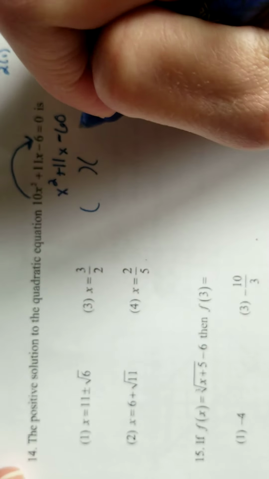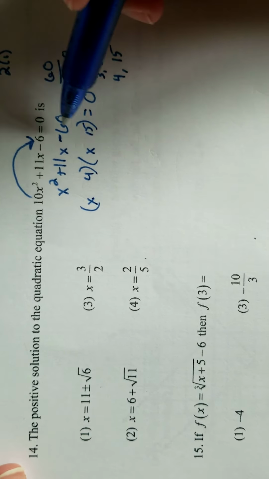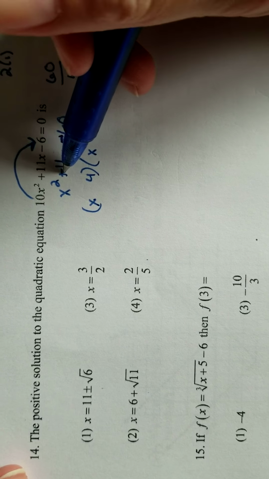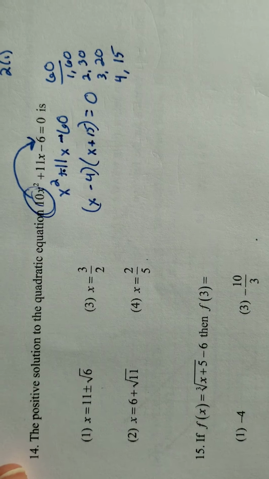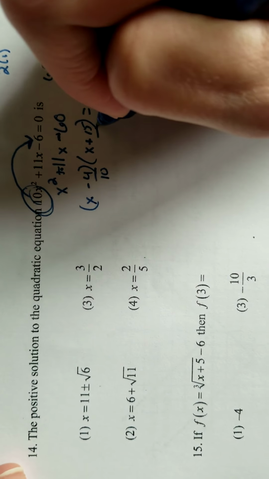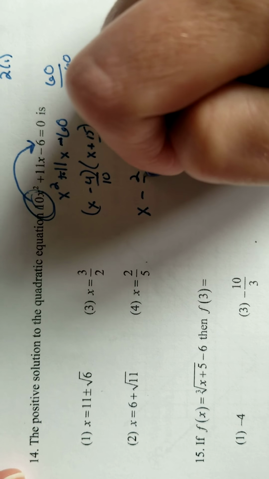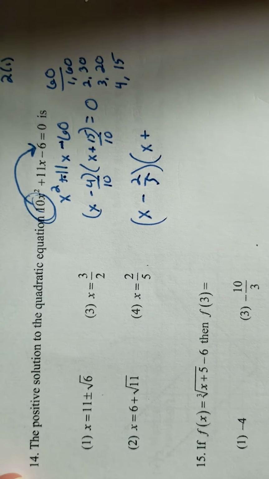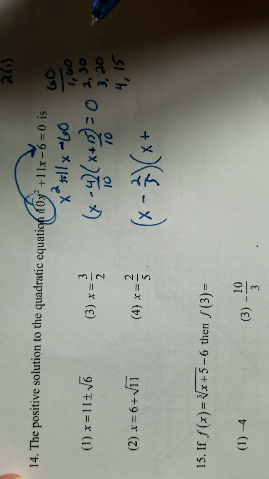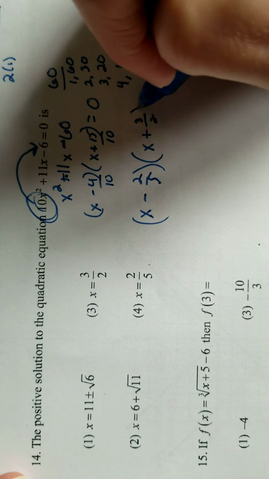So I can use 4 and 15. Good old factoring. This sign tells me that they're different. This sign tells me that the largest number is positive. Don't forget to divide by 10. So we need to divide by 10, divide by 10, reduce those fractions. So that's 2 over 5. And 15 over 10 can be reduced down by 5. 5 goes into 15 3 times, 5 goes into 10 2 times.